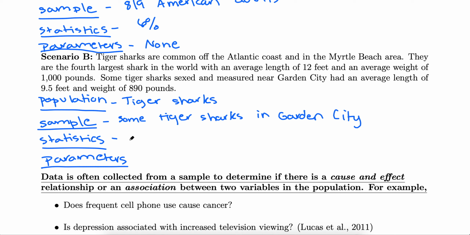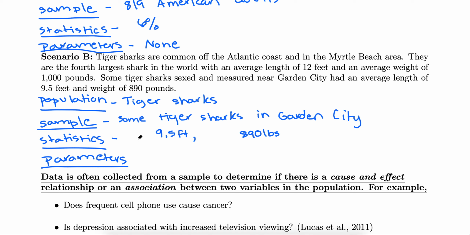So take a moment and reread again and see what information we have there. Check out the last sentence. Some tiger sharks had an average length of 9.5 feet. So I'm going to put 9.5 feet and weight of 890 pounds. So these guys are statistics because they're summarizing the sample, those some tiger sharks we looked at near Garden City.